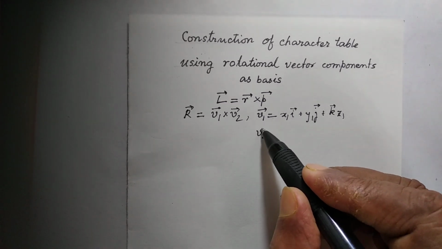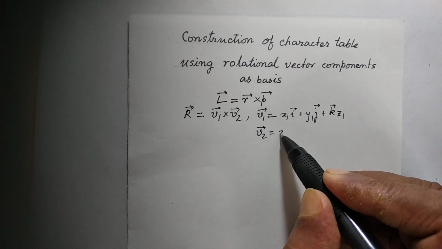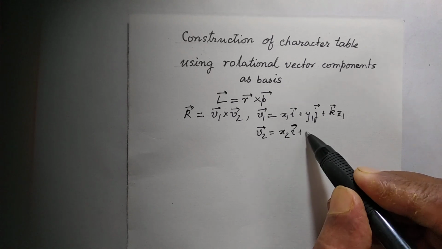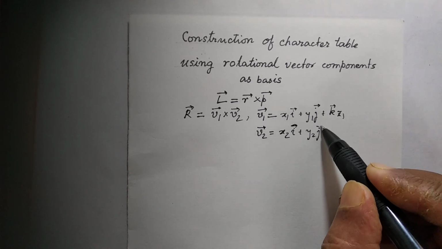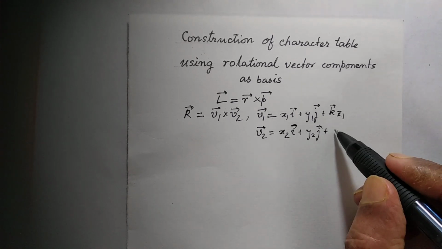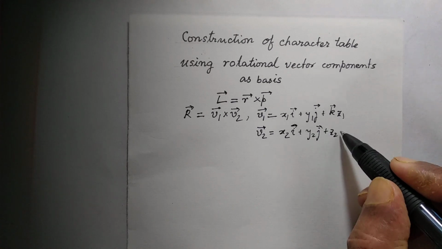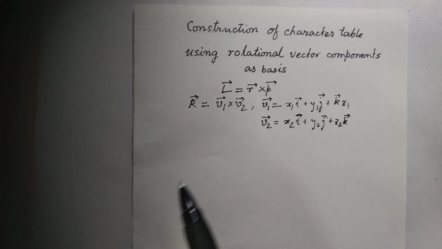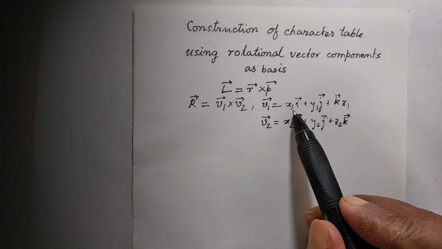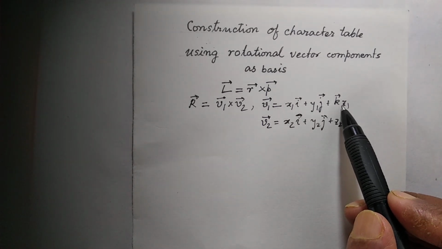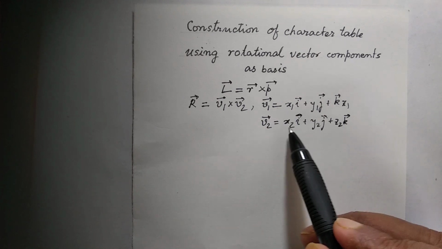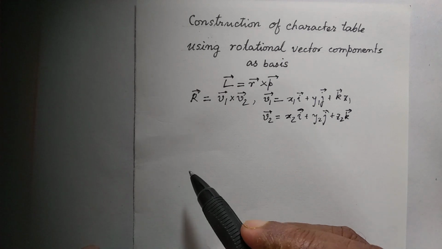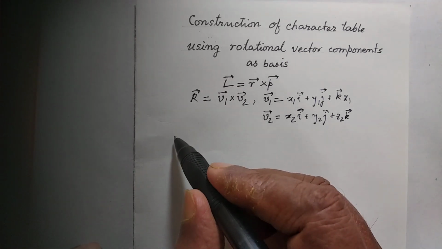And let V2 be x2 i vector plus y2 j vector plus z2 k vector. Thus x1, y1, z1 are the Cartesian components of V1, and x2, y2, z2 are the Cartesian components of V2. Then how is R obtained?